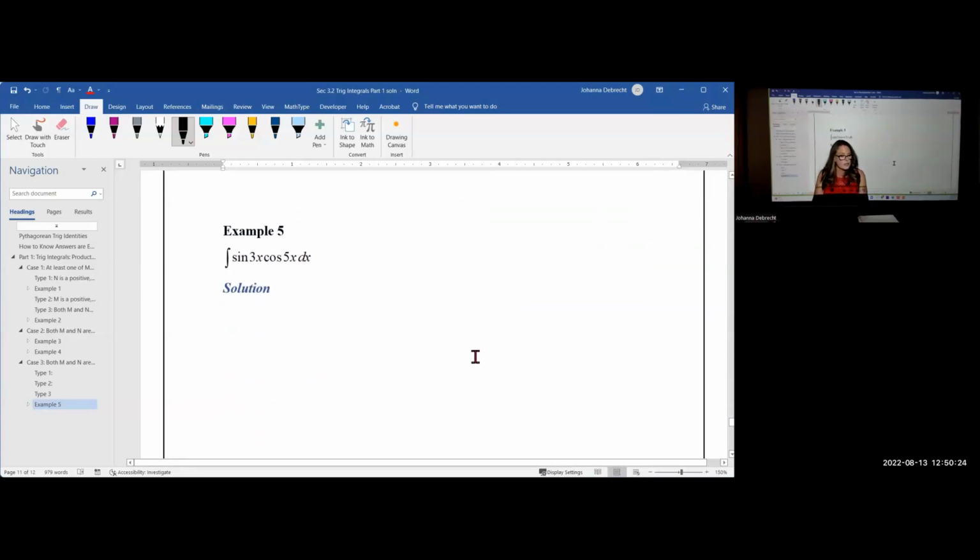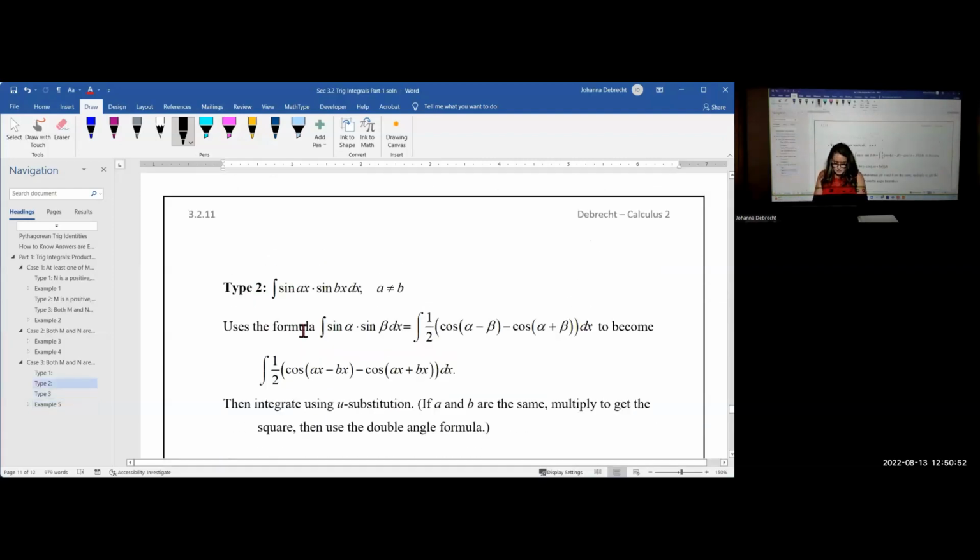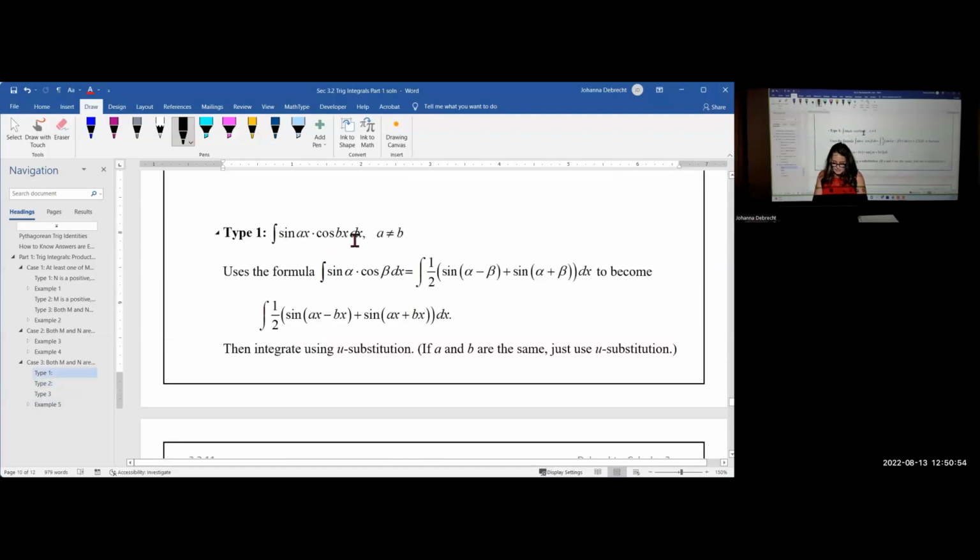So let's now take a look at this example. We have sine of 3x times cosine of 5x. So we have sine times cosine, and the arguments don't match. Now, if they did match, I could just directly do u substitution, right? Because the derivative of sine is cosine, so I wouldn't need any of this. But they don't match, so I do need this. So I've got a sine and a cosine. So we want to come back up here, and I believe this was type 1, where we have sine and cosine, and we have this formula right here.